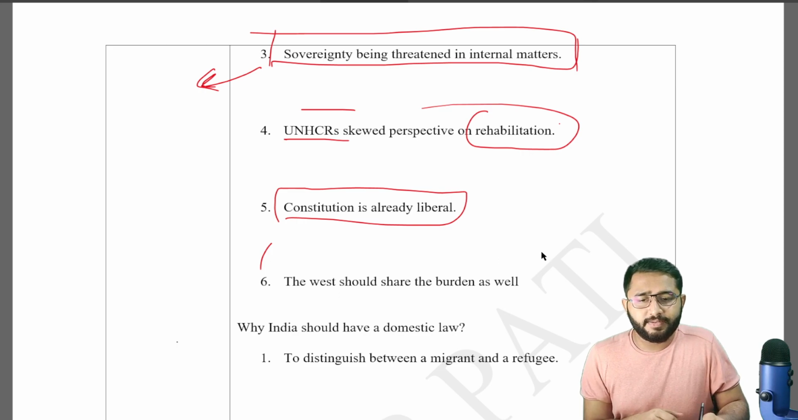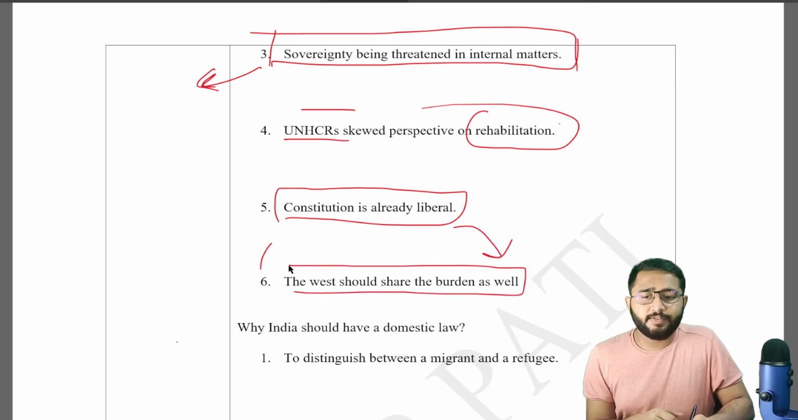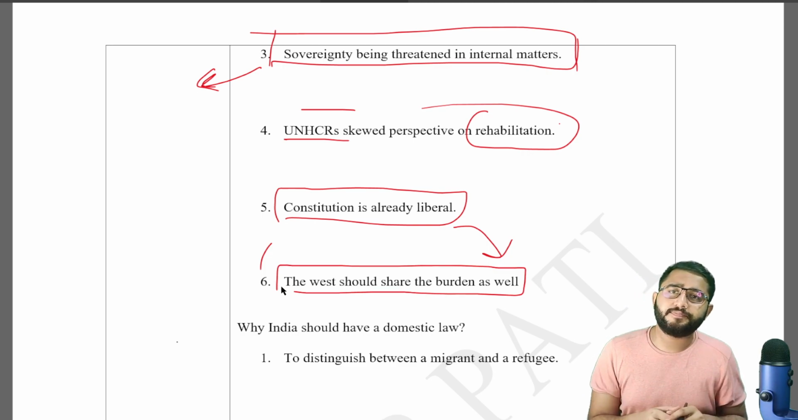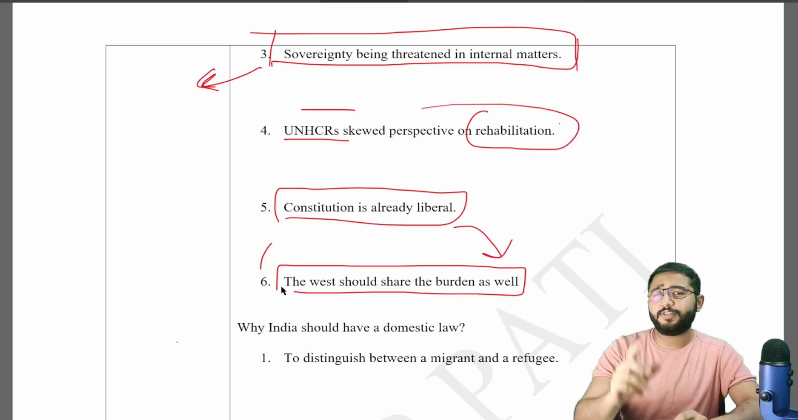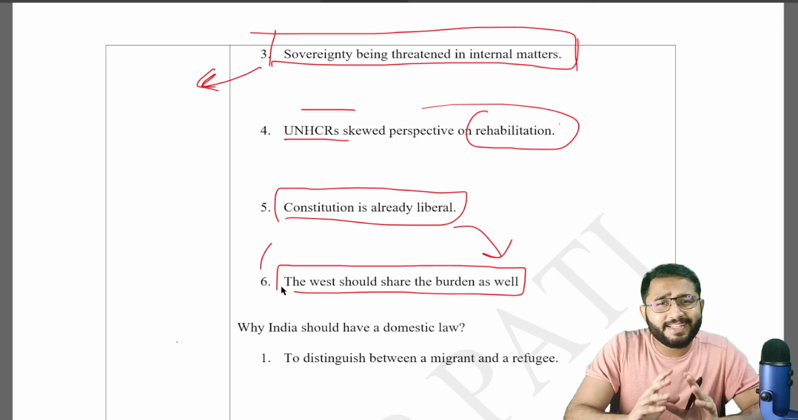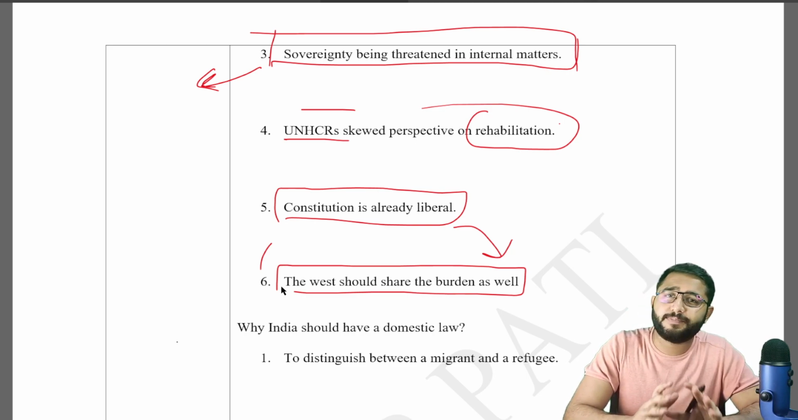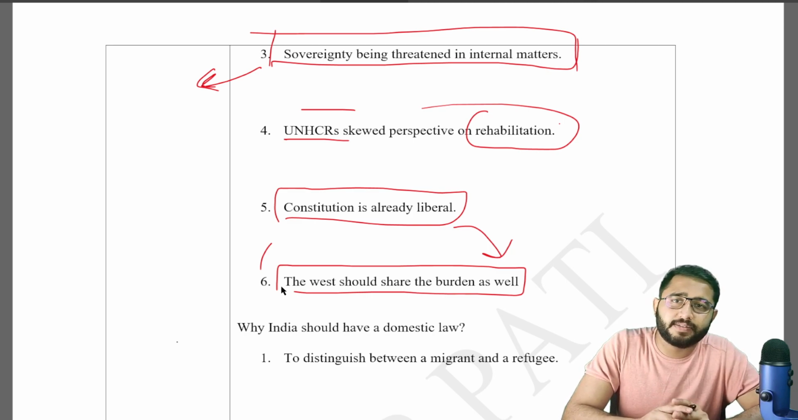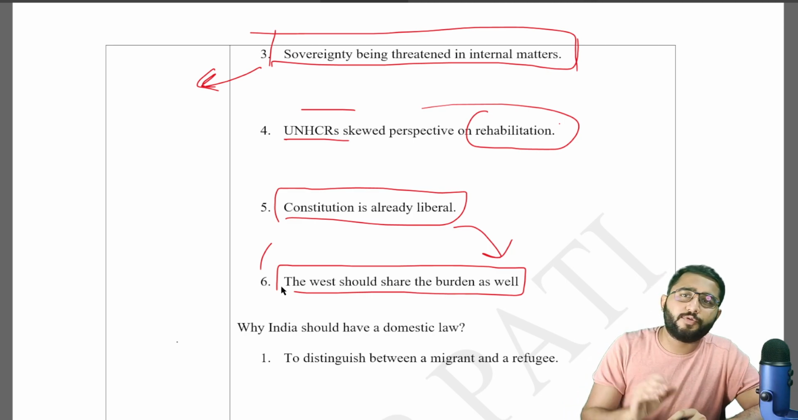And then finally, we see that India says the West should share the burden as well. Now, this is something that we saw in the first video. We saw that 86% of the burden of refugees is being borne by developing countries. And developed countries are doing only 14% of it.